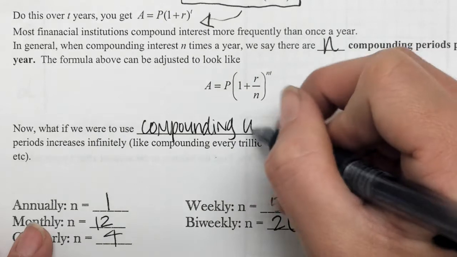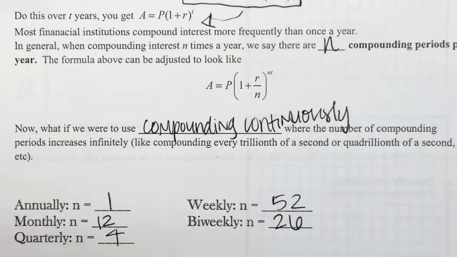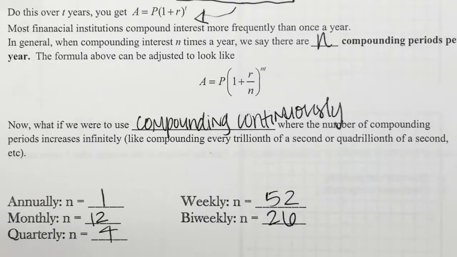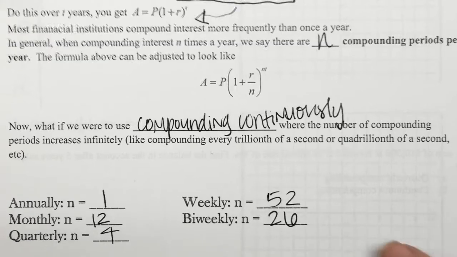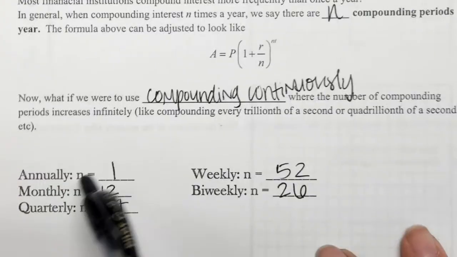Compounding continuously, where the number of compounding periods increases infinitely. So like they would compound every trillionth of a second or quadrillionth of a second, which sounds good, but they mess you up on the rates. You'll see that in a minute. It's not always a good thing. So we're about to discuss if it's better to be compounding continuously or compounding annually, monthly, weekly, quarterly, based on the rates.